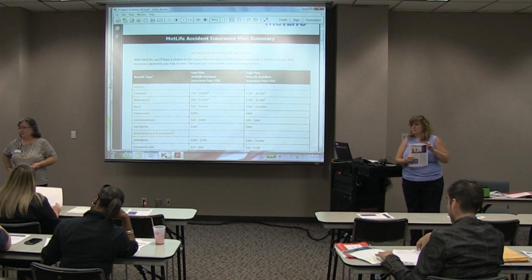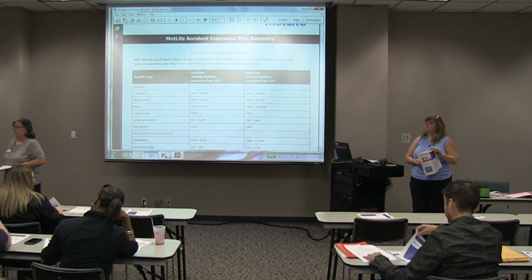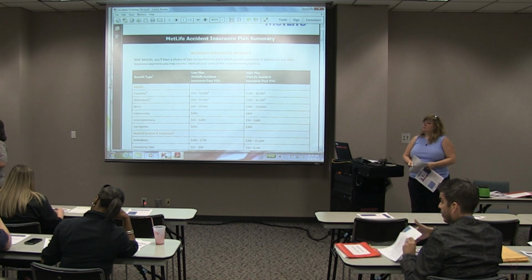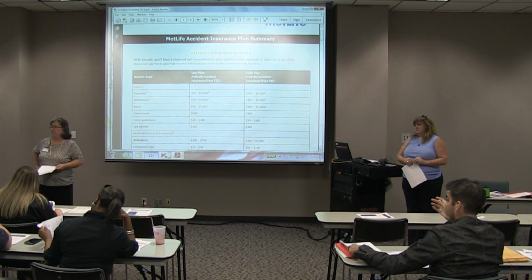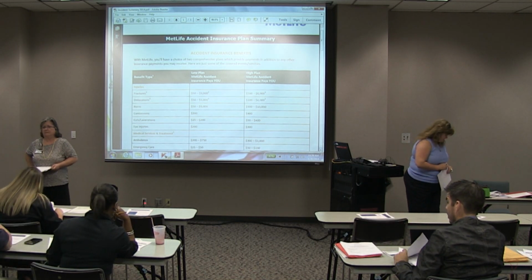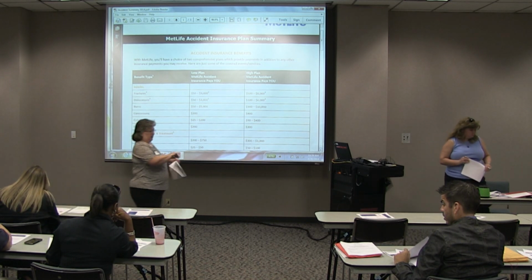So it says one is Colonial and one is MetLife. You do both, and on one accident, you just combine them? Yes, you'll have two premiums that you're paying, but yes, you could combine them.